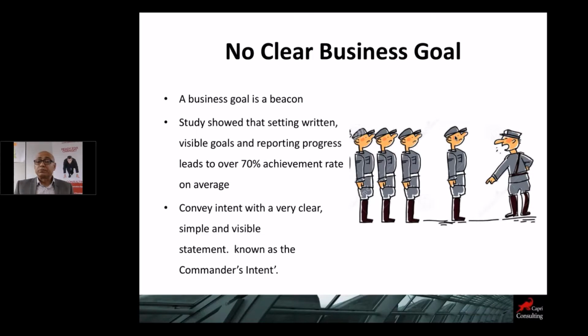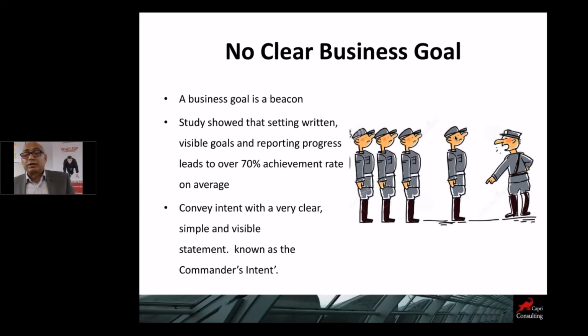And also it's important how you convey it. You need to convey intent with a very clear, simple, and visible statement. It's also known as commander's intent. If anyone is from a military background, they'll understand that. Commanders, before starting, clearly state this is what you're going to achieve, and then they ask, do you have any doubts? And they clear all those doubts before they start. So, very clear understanding of the business goal, where the team is supposed to go.